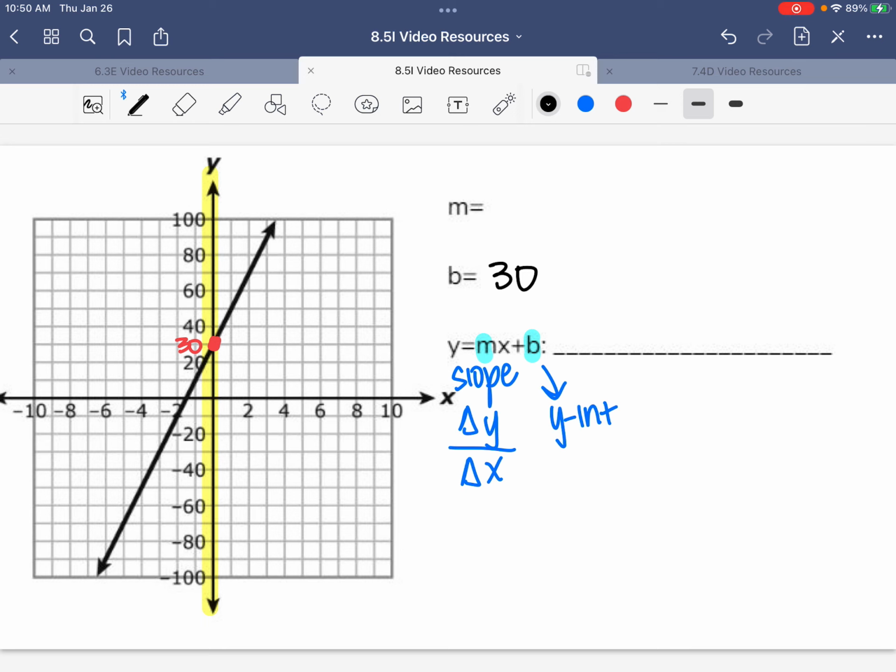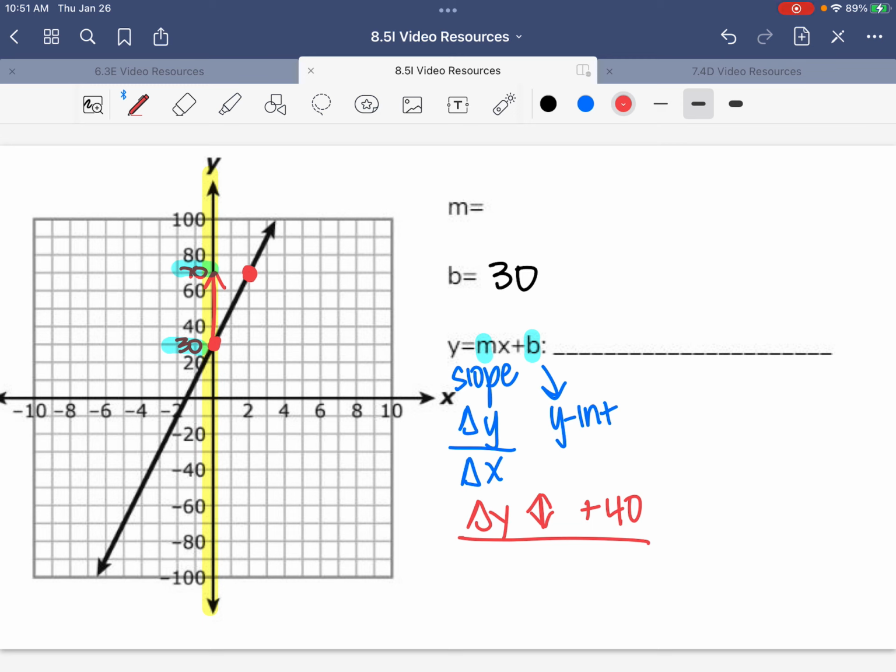And now I just need to find my slope. So I'm going to pick one more point, and I see a point right here that I can use. And I'm not sure right off the bat what that y value is. So I see 60, 70, 80. So I'm just going to fill that in. Now, the change in y, is that up or down? And I'm going from 30 up to 70. So I've increased by 40.